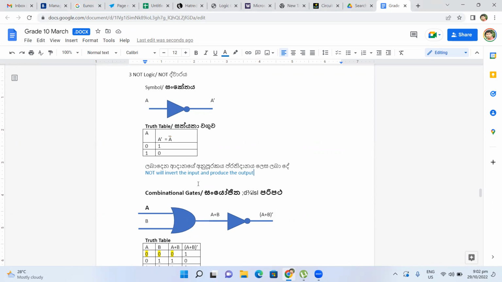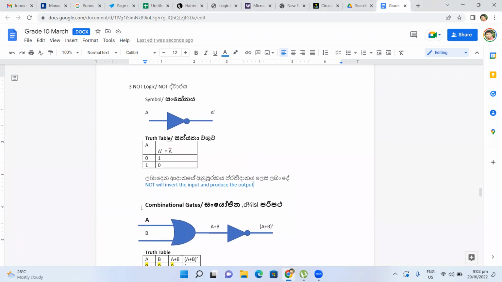Okay. Then the next subheading is combinational gates. Combinational gates means how we can combine them together. Once you have written down that part, focus on this. There is an OR gate, that is A OR B, present as the output. That is then sent via a NOT gate. Then A OR B will be inverted.